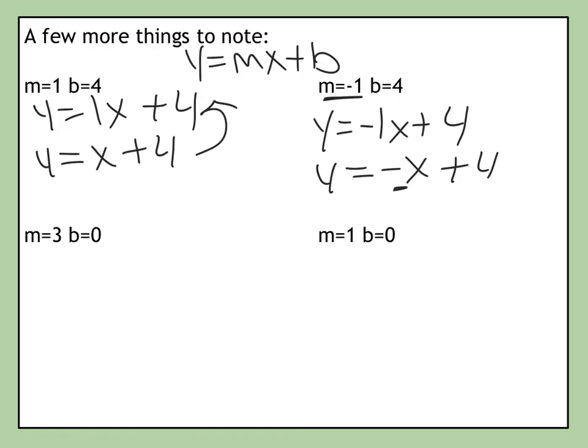Then we have a situation where b equals 0, so you might want to write it like y equals 3x plus 0. Once again, not technically wrong, but you're not going to see it that way on a test. You're going to see it as y equals 3x without the 0.